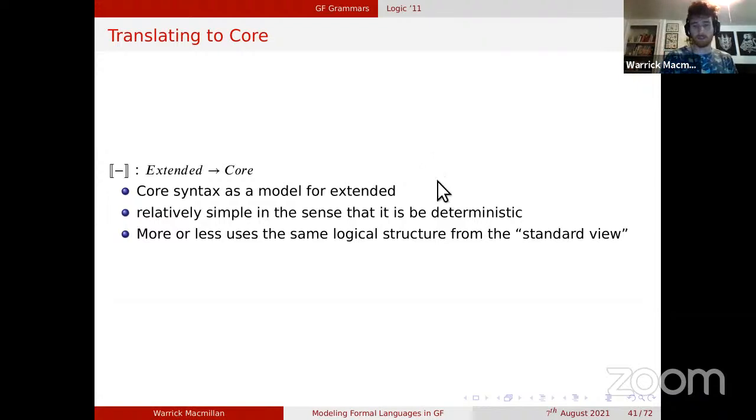So it's a deterministic algorithm. It's relatively simple. I mean, it's not going to be a 1 hour exercise, but if you have decent Haskell knowledge, you can probably figure it out in a couple of weeks or less. And yeah, you basically want to see the core syntax as a model for the extended syntax. So if you're talking model theory from logic.